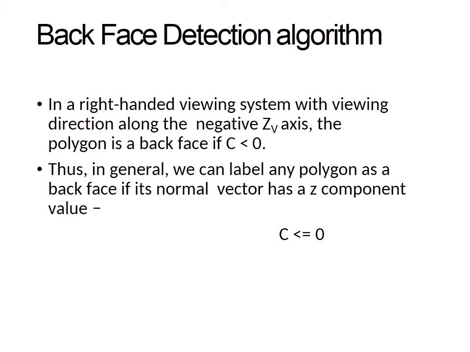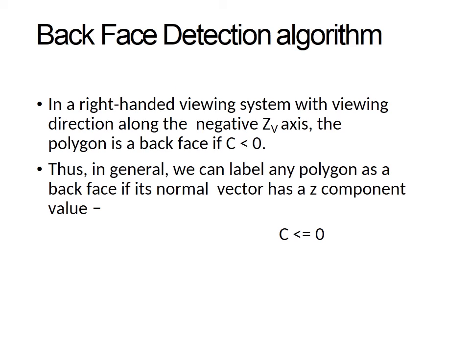In the back face detection algorithm in a right-hand viewing system with viewing direction along the negative z-axis, the polygon is a back face if C is less than 0. Thus, in general, we can label any polygon as a back face if the z component value of its normal vector is less than or equal to 0, so C is less than or equal to 0.